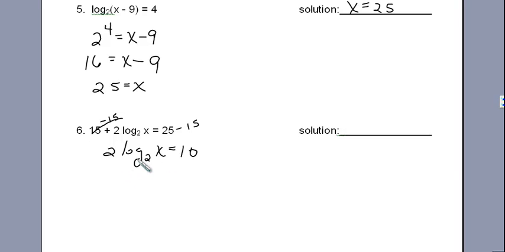Now we still have this 2 times log base 2, so we're going to divide by 2 so that we get the log part by itself. So now you have log base 2 of x equals 5. Now let's put it in exponential form. 2 to the 5th equals x. So x is 2 to the 5th, and that is 32. So x is equal to 32.